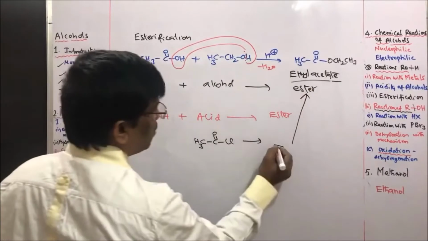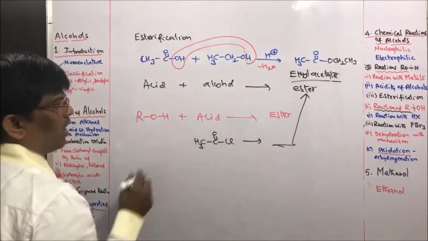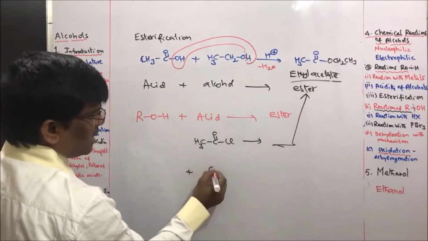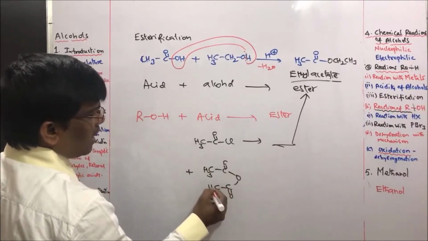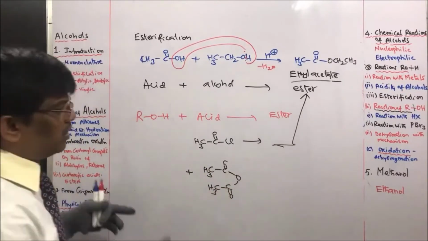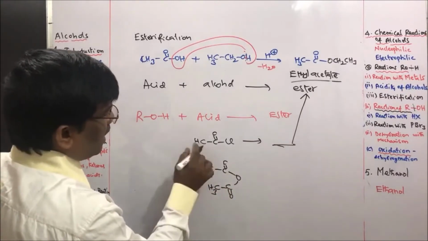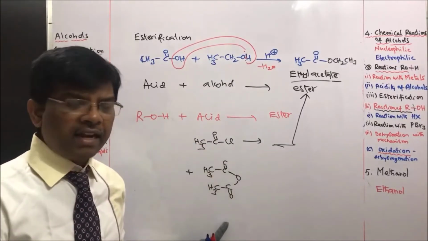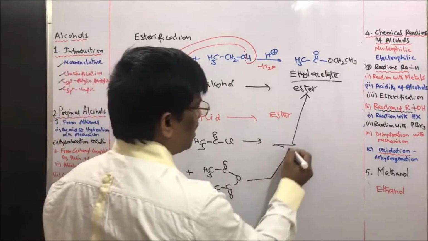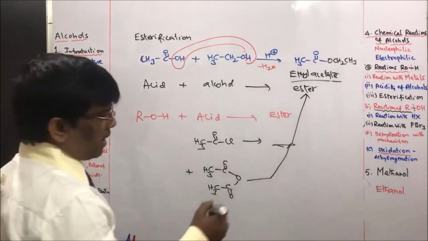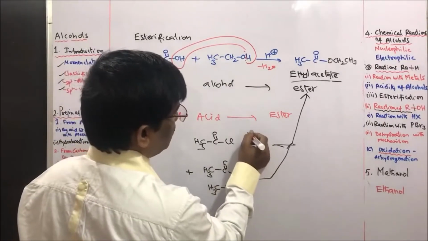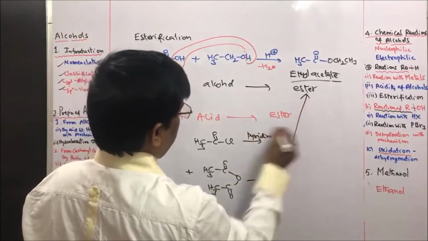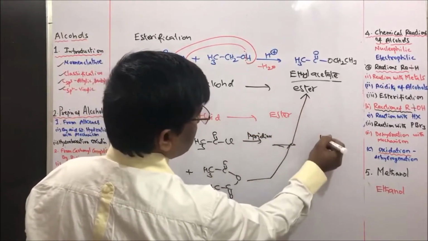So I can use acid chloride or acetyl chloride, or I can use acetic anhydride or other anhydrides. Whatever the anhydride may be, acid chlorides or acetic anhydrides or some other anhydrides also give esters. In this case, I can use pyridine to take up the HCl.